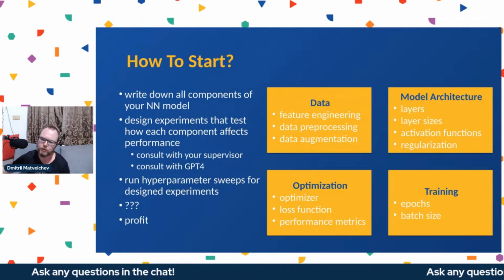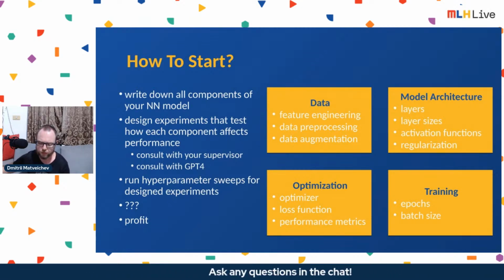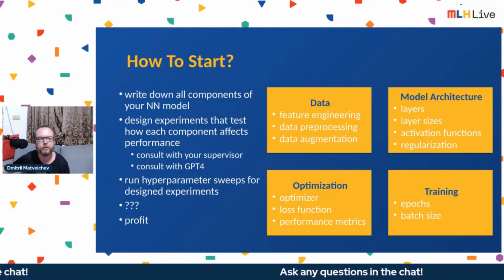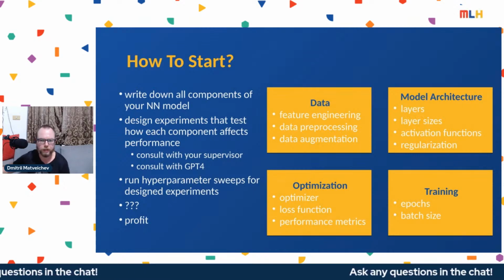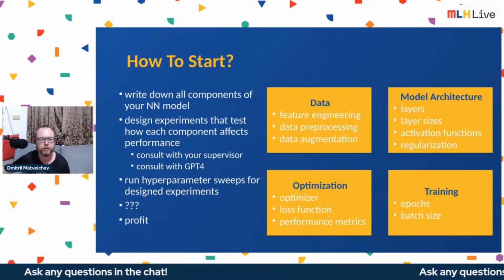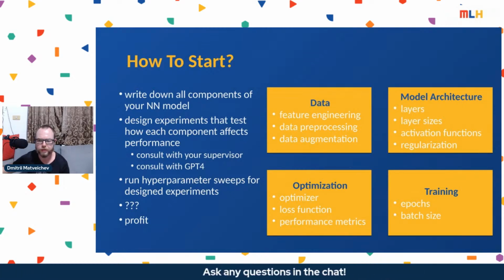And there are 2 answers for this. One, well, it just comes with experience and understanding of neural networks. If you have some supervisor or a friend who is working in deep learning for longer than you are, you can ask them. Another way is you can actually consult with ChatGPT, GPT-4, or any other big language model. They are actually very helpful with this problem. And after you have experiments, you just run hyperparameter sweeps for designed experiments and repeat this process until you get desired results.